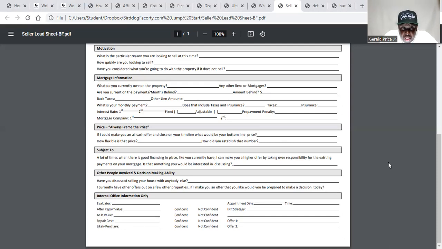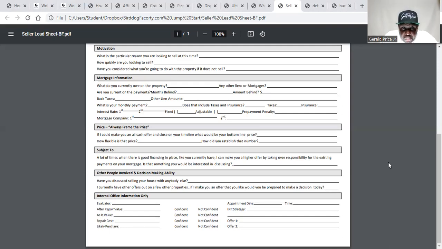Now, other people involved in the decision making. You're coming to the close. You want to understand if there are other people involved in the decision making. Have you discussed selling your home with anybody else? Is there any competition? Are you talking to anybody? Will they be shopping my offer? That type of thing. Or is there anybody helping them with the problem? Do they have an aunt or cousin or sister that's a real estate agent?